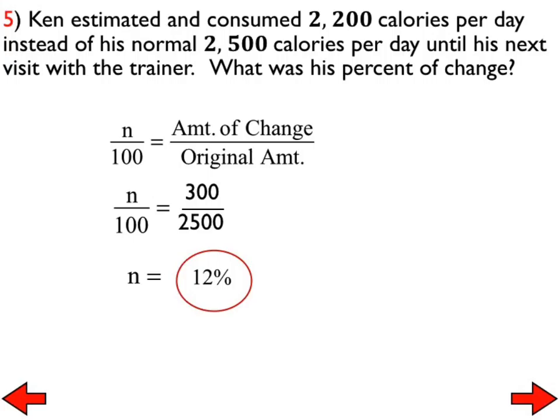Very nice. This is his normal, that was the keyword there. Usually his original amount of calories was 2,500. So that's the bottom number, not the 2,200. Just because it came first in the sentence doesn't mean that's the first number. That's why I keep saying starting number or original number, not just the first number. Okay? So very good. This was a 12% decrease. He consumed less than usual.